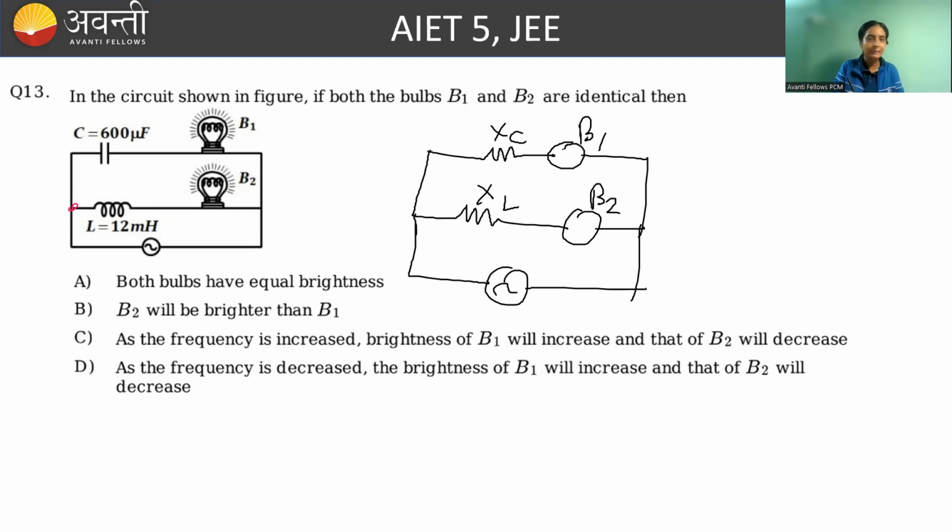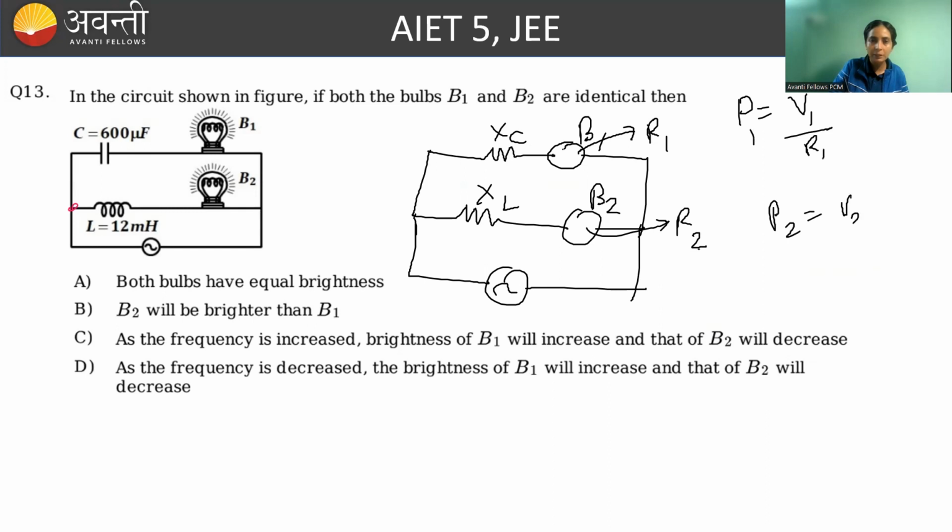Now what will happen? Brightness: when the bulb consumes more power, it will be brighter. This bulb also has a certain resistance R1, and this bulb also has a certain resistance R2. Now power can be written either in terms of current or in terms of voltage. So P1 is V1 square by R1, and P2 is V2 square by R2. Now what are V1 and V2? V1 is the potential drop on B1 and V2 is the potential drop on B2. Suppose the whole battery's potential at a certain time is V. So what will happen?